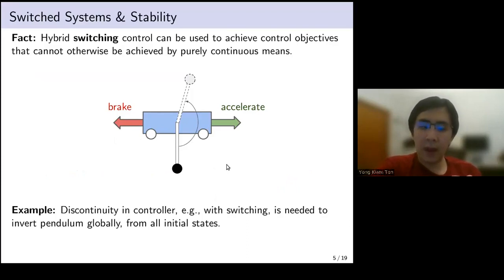Why are we interested in hybrid control in the first place? Well, it turns out that hybrid switching control can be used to achieve certain control objectives that cannot otherwise be achieved using purely continuous means.